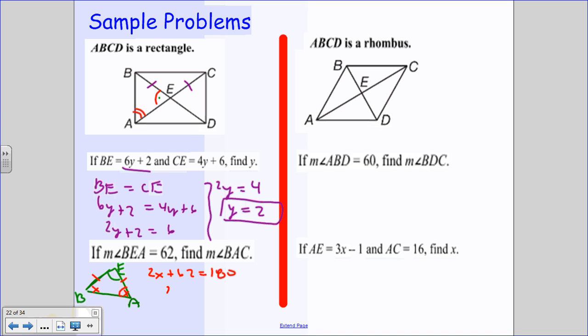Subtract 62, you would have 2x is equal to 118. And then divide both sides by 2. 2 goes into 11, 5 times. Yeah, x is 59. So it'd be 59 degrees.